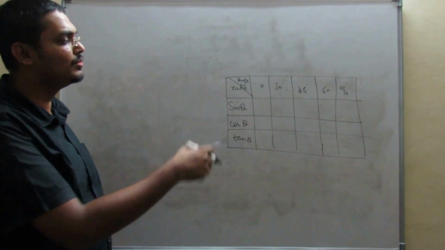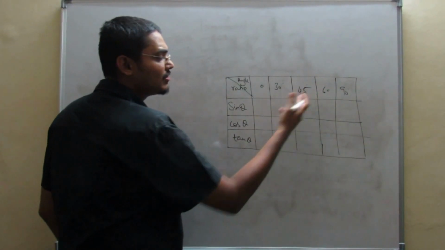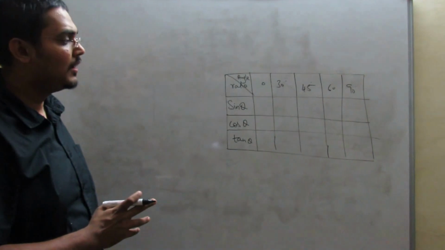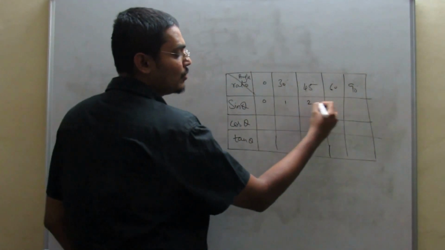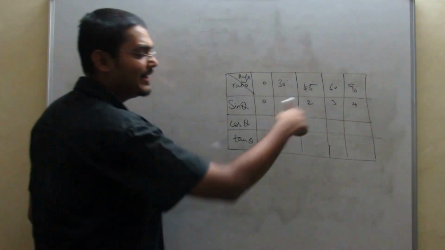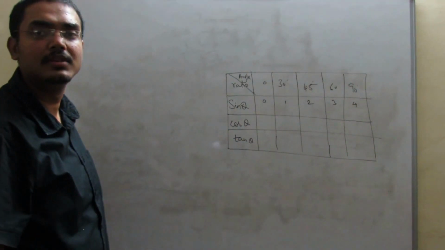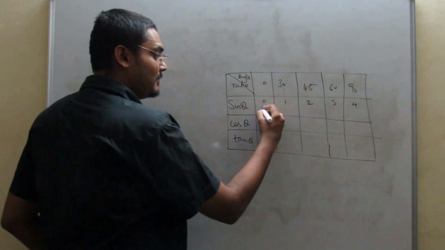Because these values you need in your trigonometry. Whenever you are solving any problem, you will be needing them. So we have to just put some values. We write 0, 1, 2, 3 and 4. You write from 0 to 4, first 5 whole numbers. You divide them by 4.